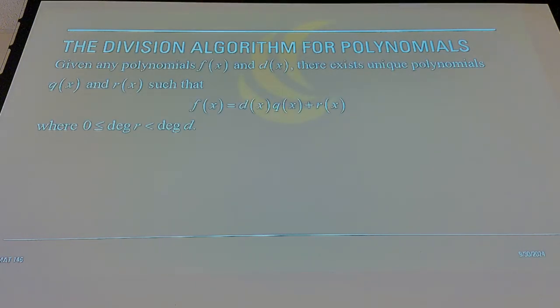Given any pair of polynomials, f of x and d of x, there exist unique polynomials q of x and r of x, such that f of x is d of x times q of x plus r of x, where the degree of r is between 0 and the degree of d.